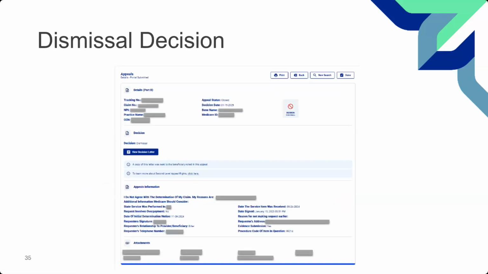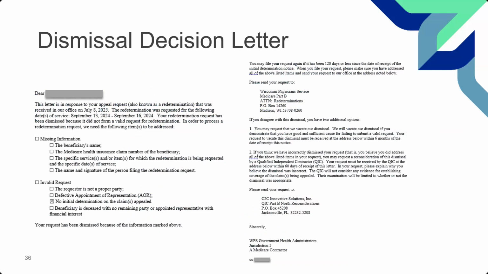Now, if a request is dismissed, the decision box is going to contain that same red circle with a line that was found on an unfavorable decision detail. A decision letter is attached for further information. And the decision letter has sections for missing information where our appeals staff can let you know what information was missing from the initial request. And there's also a section for our staff to communicate if the request was invalid and why.